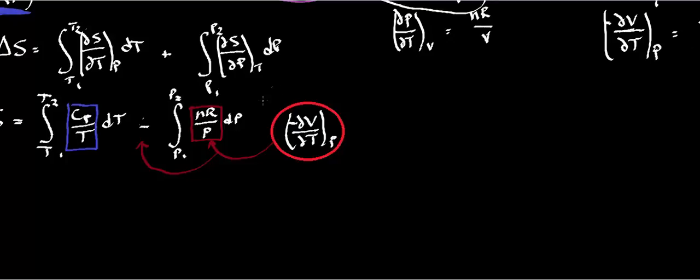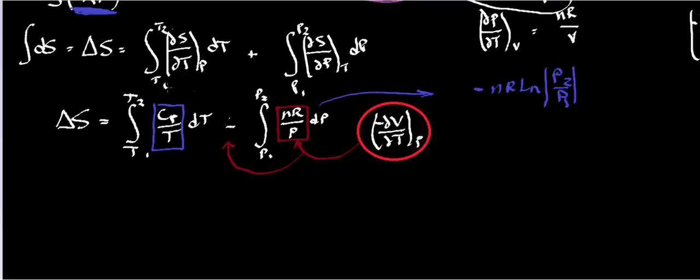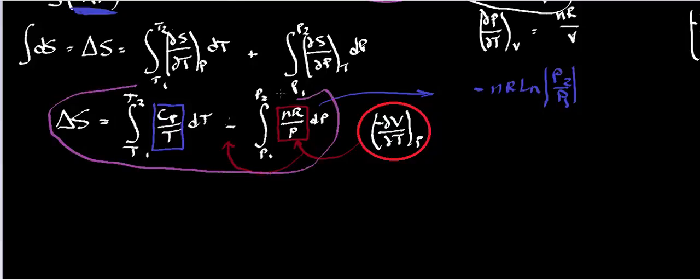Now, if I wanted to evaluate that second term, it would be minus, well, if I integrate 1 over p dp, I'll keep the nR, and then I'll just have the natural log of p2 over p1. And that would be if it was an ideal gas. So I have these two terms right here, the temperature-dependent term and the pressure-dependent term, and when I add those two together, or in other words take the difference, that's going to be the entropy change.